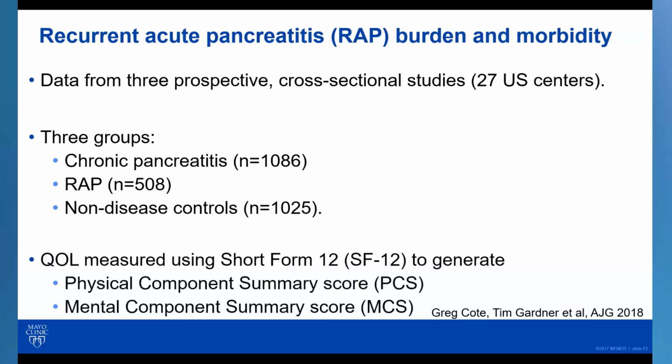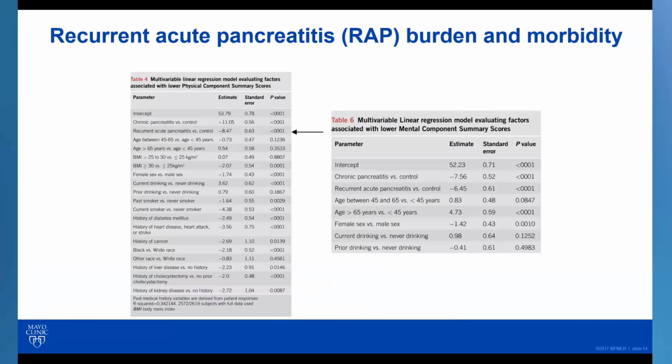And you would see, based on the physical component summary score as well as the mental component summary score, in this particular table, that the decline in the physical score is significant compared to non-disease controls. It's less compared to chronic pancreatitis, but still evident. And that's again repeated when it comes to mental health score assessment with recurrent acute pancreatitis cases against controls, which is actually close to chronic pancreatitis in that case.